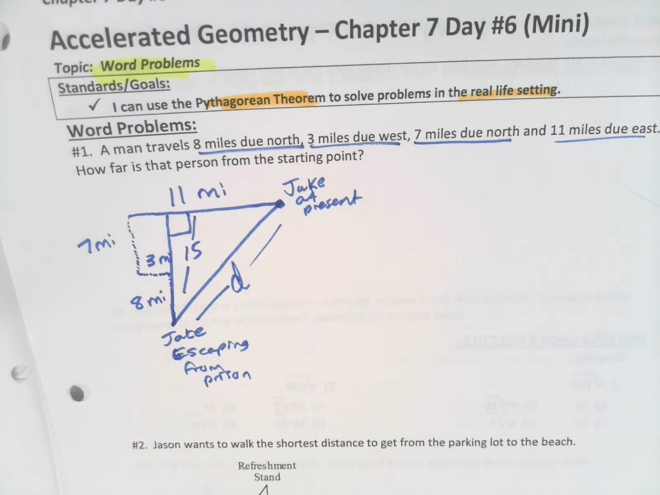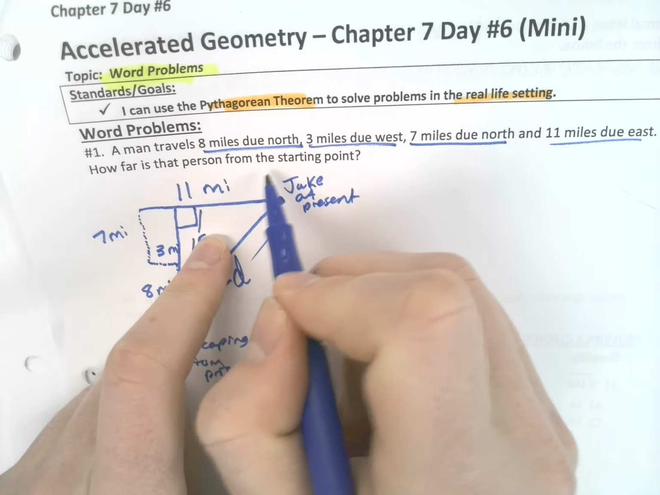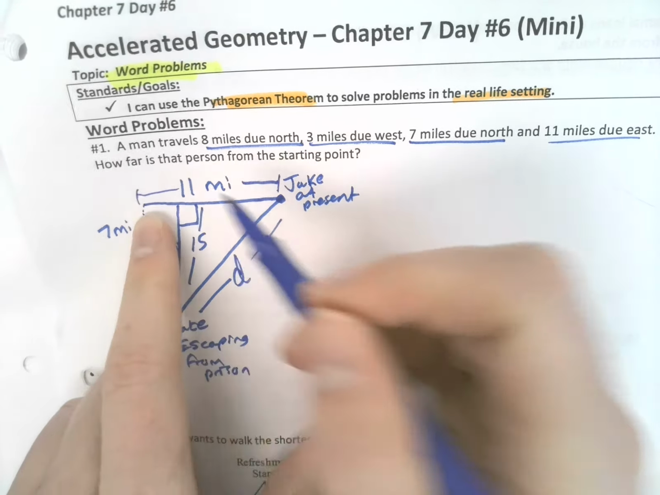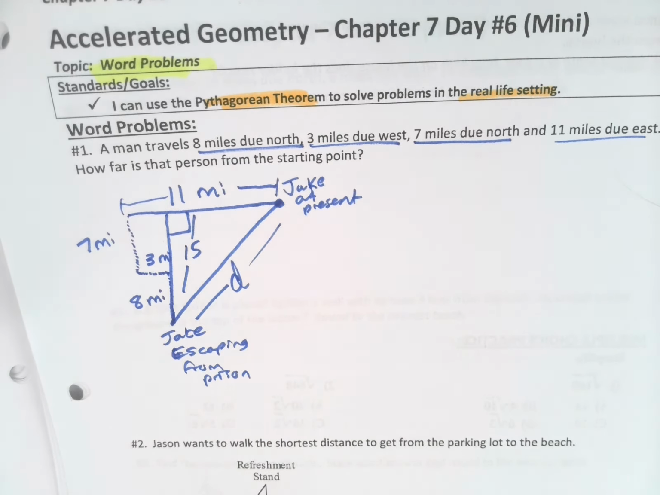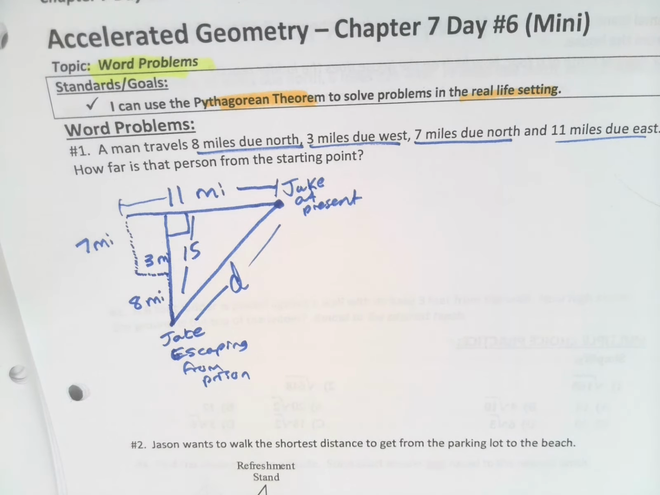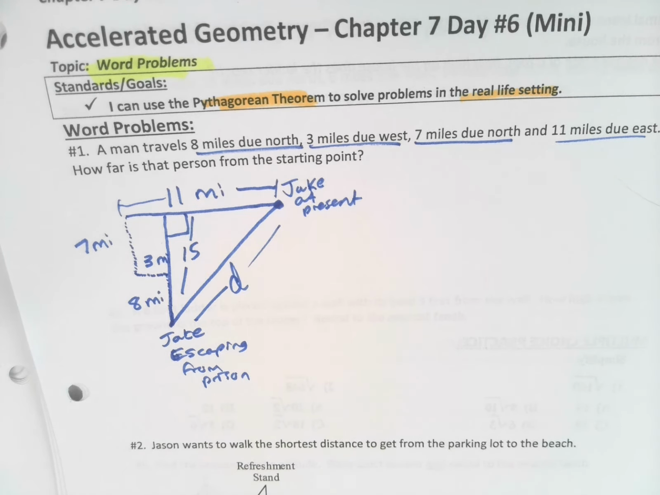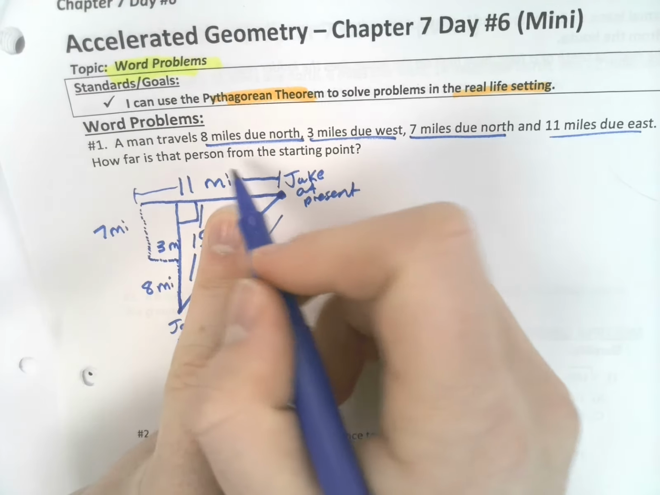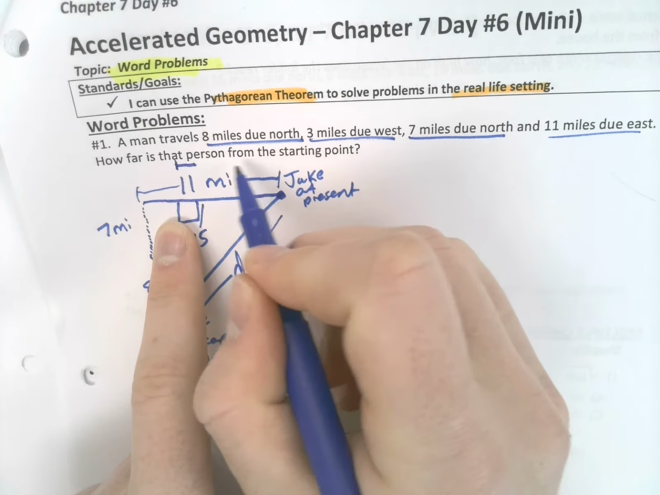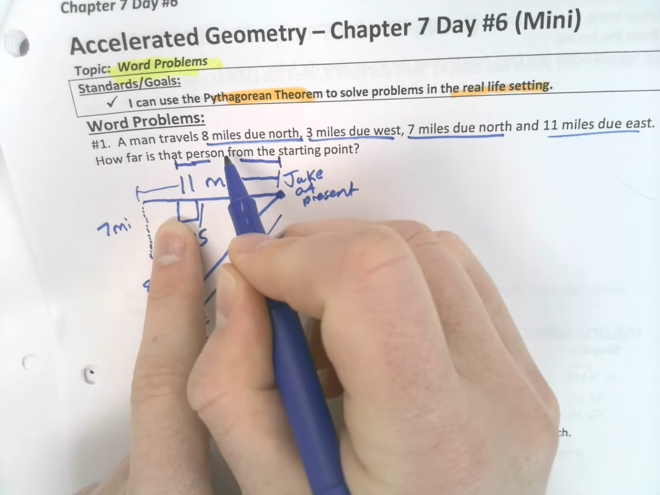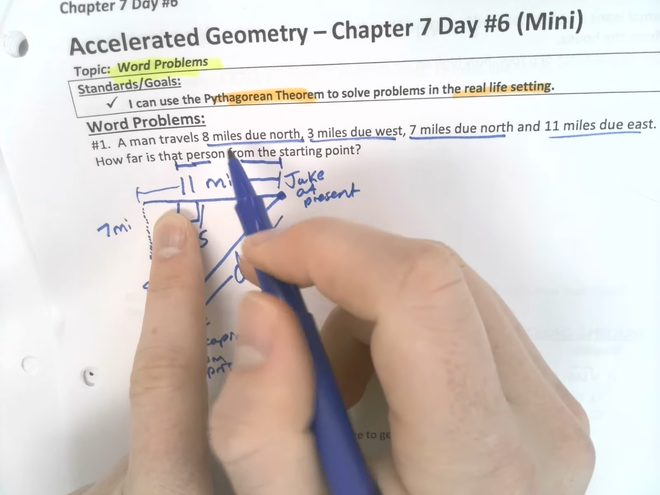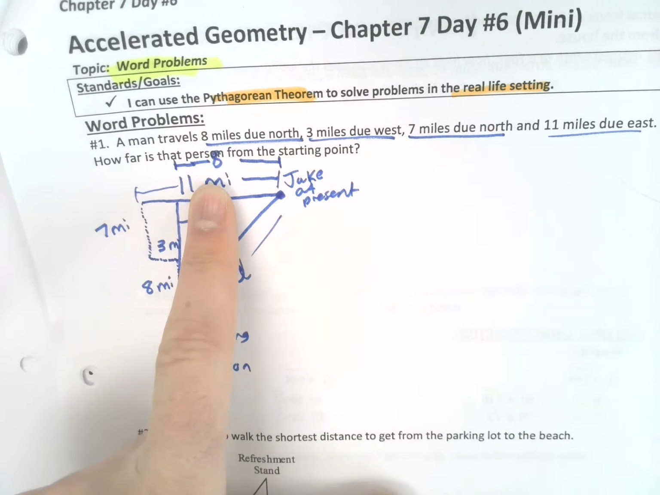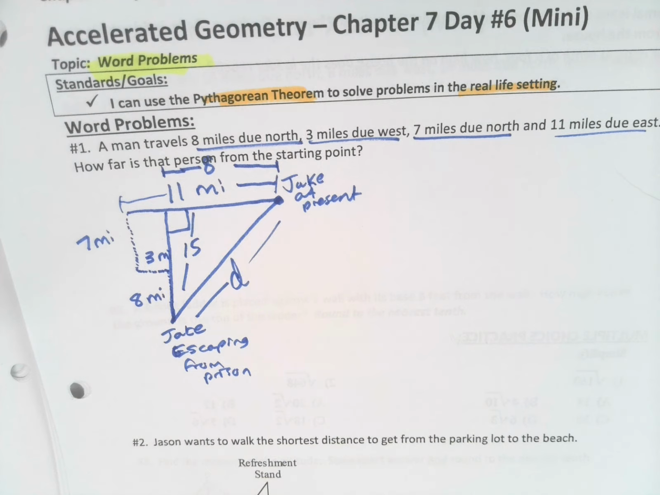Now here's where we got to be careful. This is 11 miles from where he turned east to where he stopped. Could we figure out the base of this triangle? What do we need to subtract from that 11 to actually get the triangle? 3, yeah, because we went 3 miles west. Absolutely, so let's take 3 off that. And how long is our actual base of this triangle? 8. Let's go.